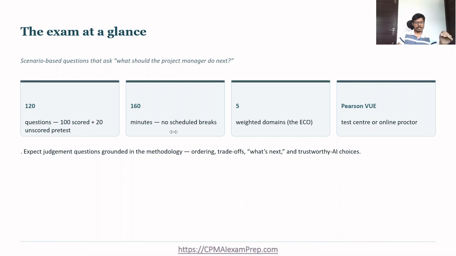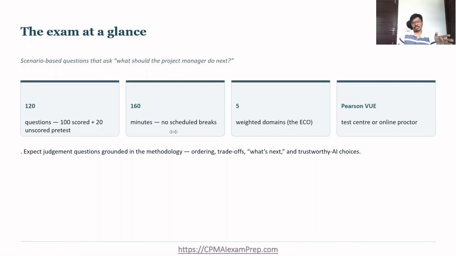Now, the exam itself has a total of 120 questions. Out of those 120 questions, 100 are scored. That means those are the ones that count towards your final result. The remaining 20 are unscored pilot questions that PMI uses to test future exam items. You won't know which ones are scored and which ones aren't, so treat every question with equal seriousness.